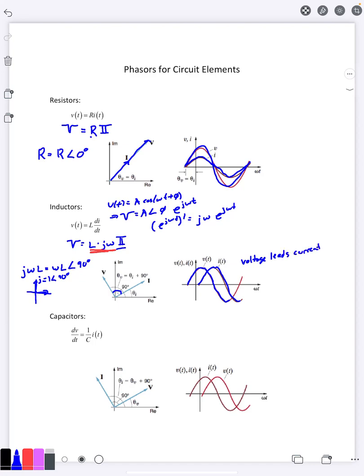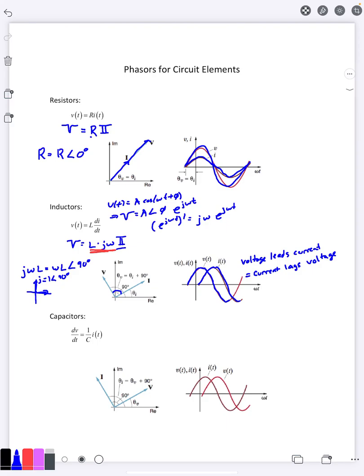Another way of saying that same thing is that the current lags the voltage. So that's what's happening here in an inductor. The voltage angle is always going to be 90 degrees further than the current angle, which means the voltage is going to reach maximums and minimums before the current, which means the voltage is leading the current. One way to remember that is for an inductor, the current cannot change instantaneously. So the voltage changes first, and then that causes the current to change. That's why the voltage leads the current.